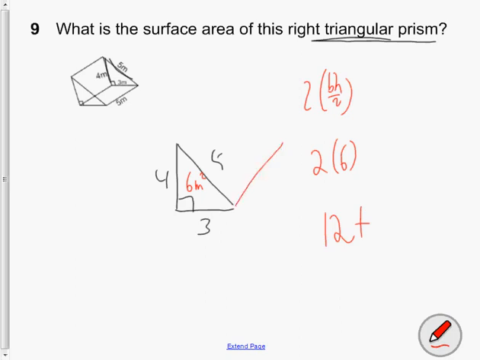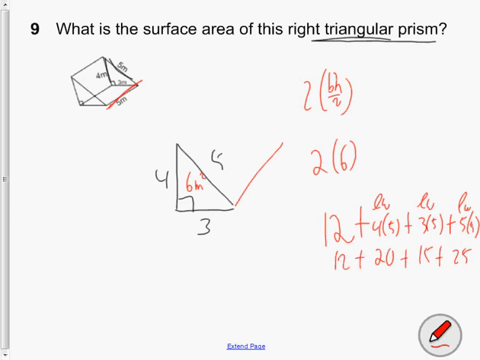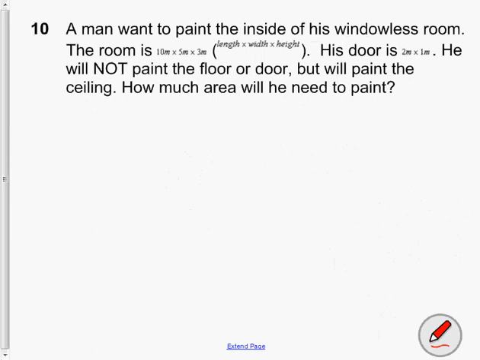Now, this dimension here is the length of the prism. So I'm going to have a rectangle that is 4 by 5, a rectangle that is 3 by 5, and a rectangle that is 5 by 5. That's going to be 20, that's going to be 15, that's going to be 25. All of those added together will be the total surface area. That's 40, that's 60, that's 72 square meters is your surface area for that triangular prism.